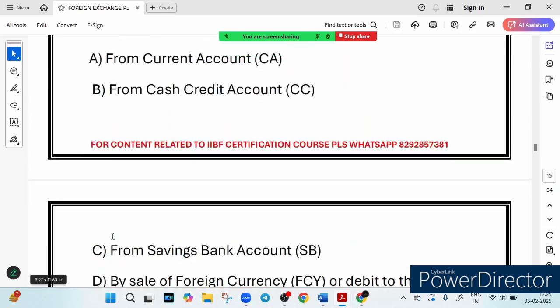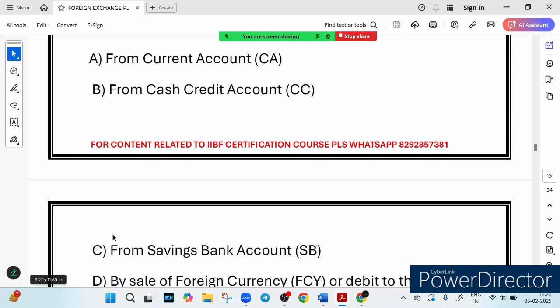So let's see, analyze each and every option. The current account is typically used for day-to-day banking transactions like deposit and withdrawal. However, when it comes to the collection of monthly interest on PCFC, the interest is not collected from the standard current account, right? Option B says from cash credit account. So this is also not correct.